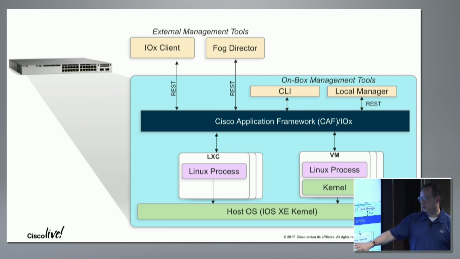So again, we can do Linux containers. You're probably familiar with this, but a container is very lightweight. It doesn't have its own Linux kernel, right? So that means it's actually running directly on the IOS XE kernel itself. Whereas a VM has its own Linux kernel. It doesn't need to run directly. So this is better for things that need low-level access, right?